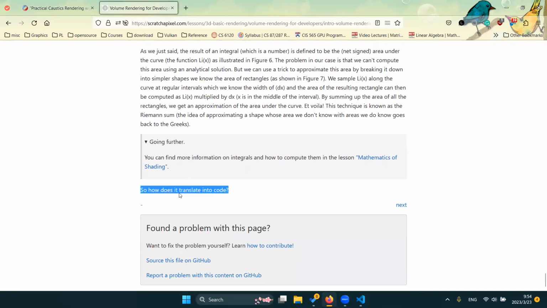So how does it translate into code? Please visit our next chapter. This is like emission level nonsense. Oh, click the next link.